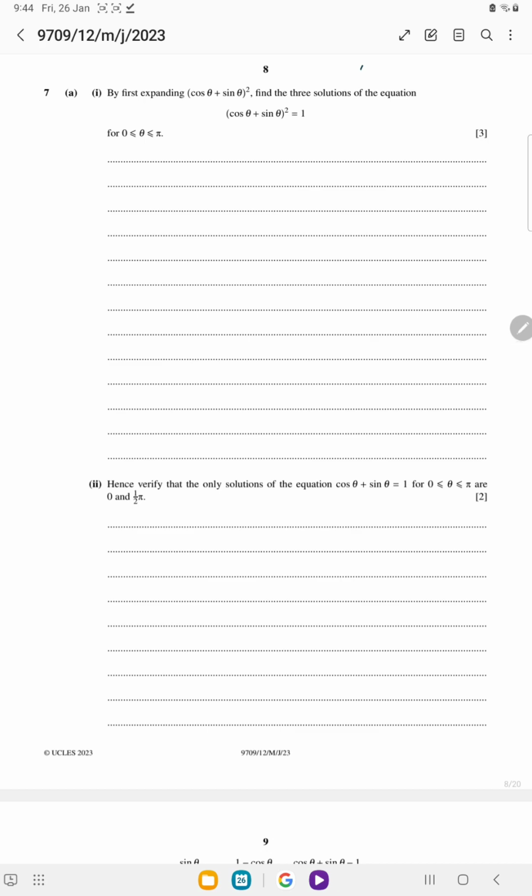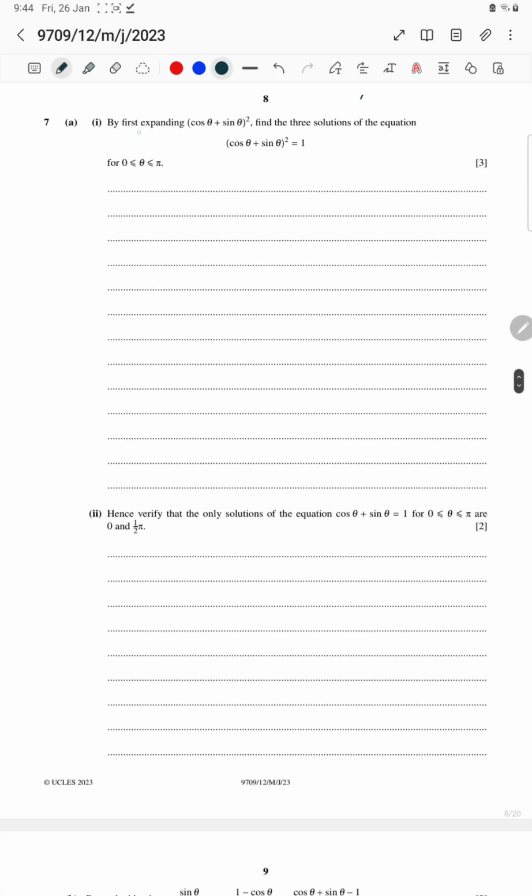Okay guys, in question number 7, by first expanding this one, cos theta plus sine theta whole squared, we have to find the three solutions. Then find the three solutions of the equation. Okay, and the domain is given, the range of the angle is 0 to pi. Okay, fine.